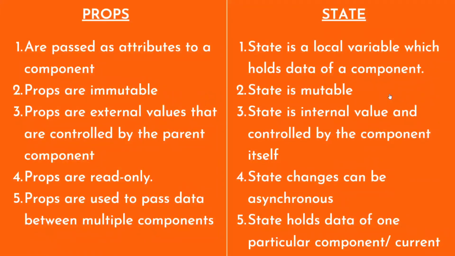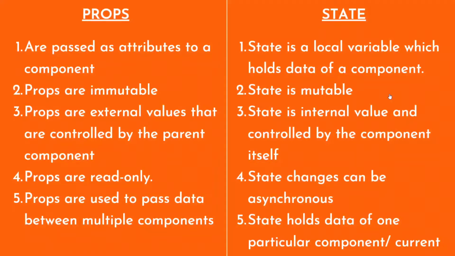Props are passed as attributes to a component. Basically, whenever you see props, they are nothing but some attributes which were passed to the component, and they also have some values attached to them. Props are not a local variable, and they are not related to the component itself, but they are passed by some other component to this component. So they become properties, and we know that properties are also called attributes.